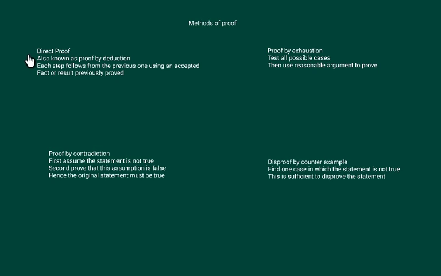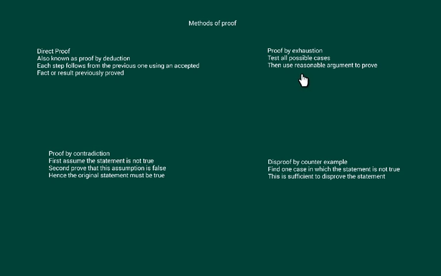There's firstly direct proof, which is also known as proof by deduction, and each step follows from the previous one using accepted facts or results that are previously proved. And I'll show you a toolkit in a minute, and we can use that toolkit to help us with proof by deduction.